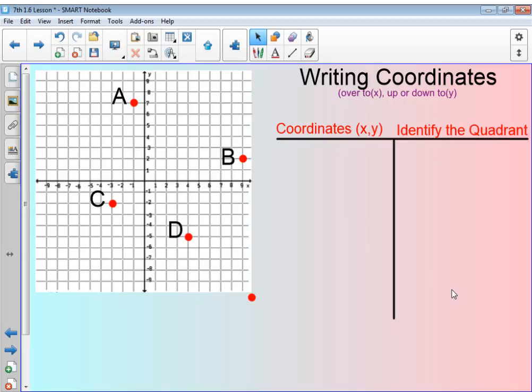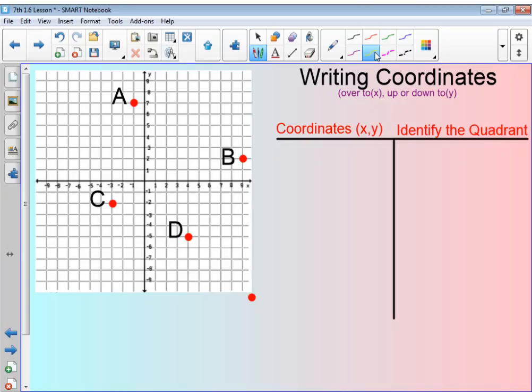Okay, in this part of the lesson, we'll be writing coordinates from plotted points. In our previous part of the lesson, we were given a set of coordinates and then had to put that point on the graph. Today, they're going to give us that point and ask us to write the coordinates. We'll still be using that X, Y, that over, then up or down. It's just that this time we're going to find the numbers where it crosses.